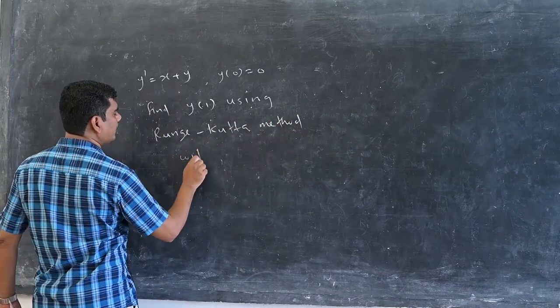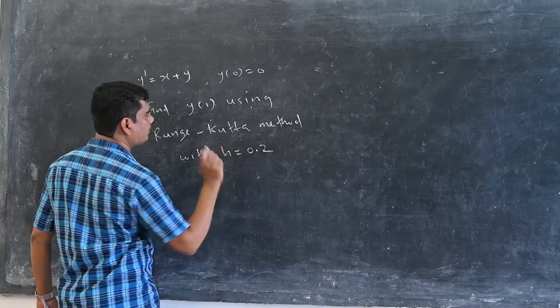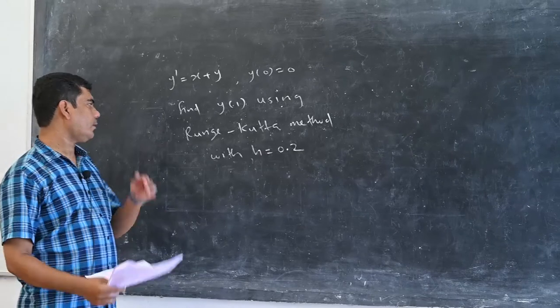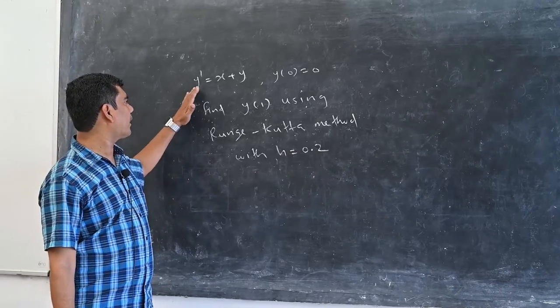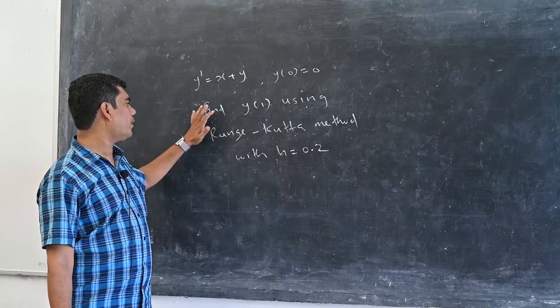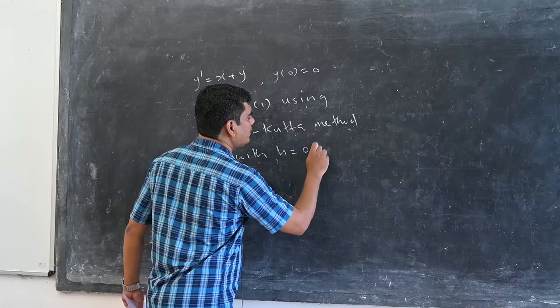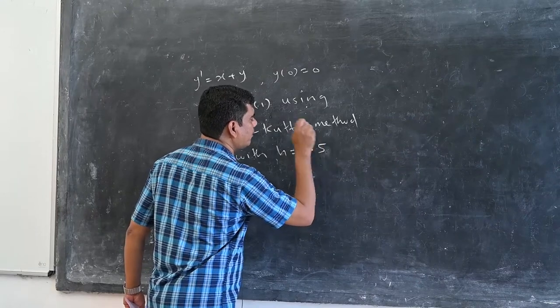With h equal to 0.2. So, this is the problem. y derivative is x plus y, y of 0 is equal to 0. Find y of 1 using Runge-Kutta method with h equal to 0.5.